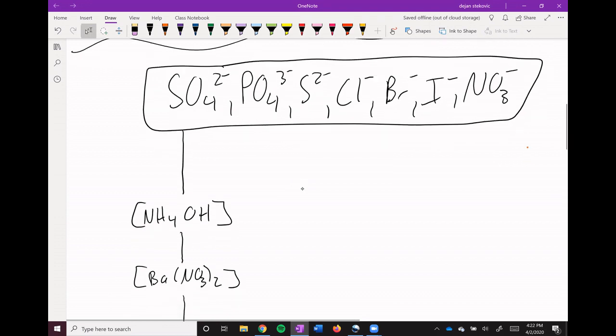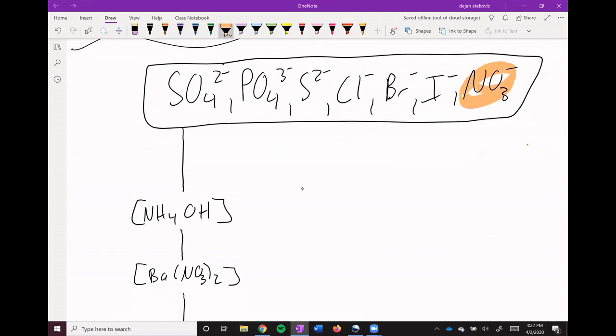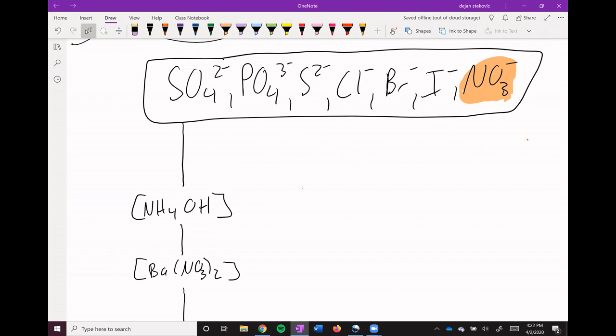So what we have to do is go back to the original solution in order to look at the nitrate. So we're going to take a sample of the original solution, and then we're going to work with that. The first thing we want to do is get rid of all these other ions, right? We've already tested for them. We're not worried about them. We just want to get rid of them so that they're not interfering with our tests.